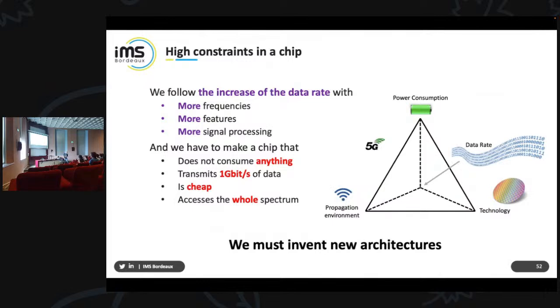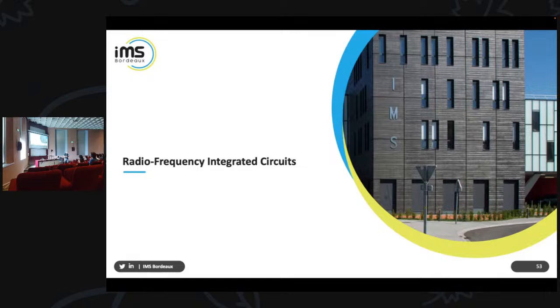But with the increase of data rates, we always need more. It's more frequencies, more features, more signal processing, and at the same time, we don't want to pay the price for it. Didier has shown that the power consumption has to stay the same all the time. So you have more things, but the same power consumption. It has to be cheap and have access to the whole spectrum, of course, to prepare the next connectivity.